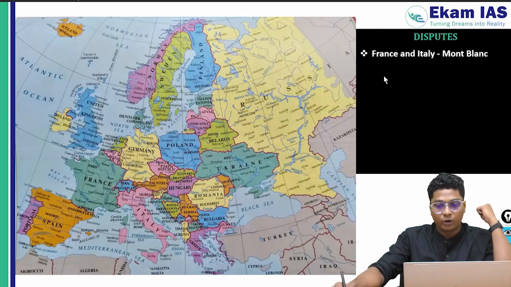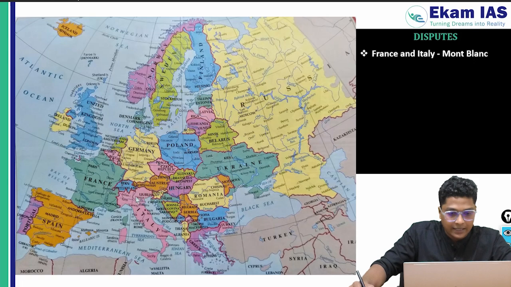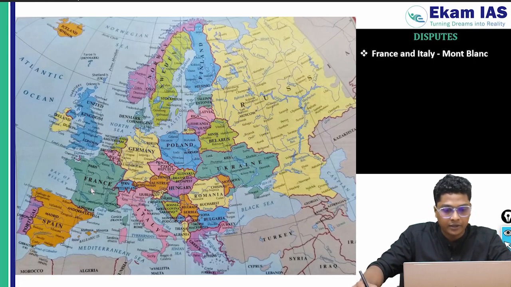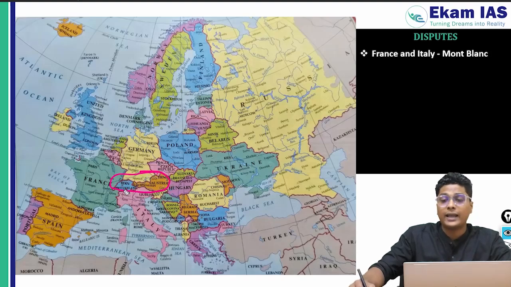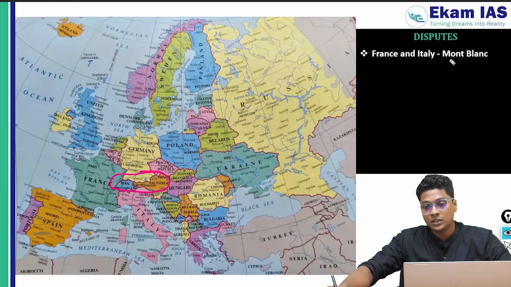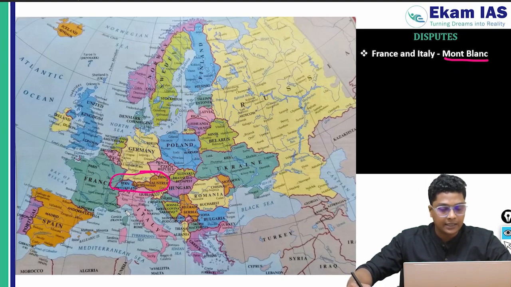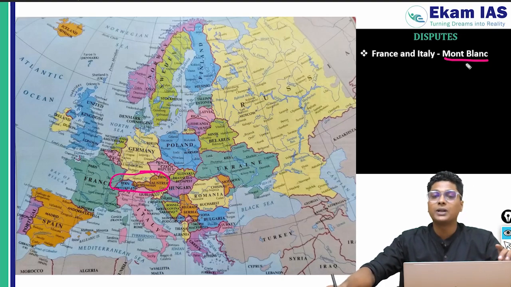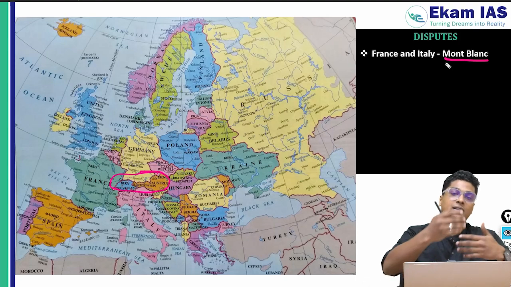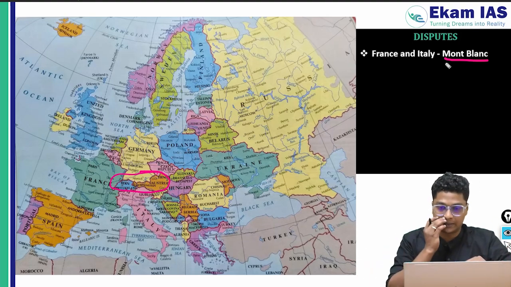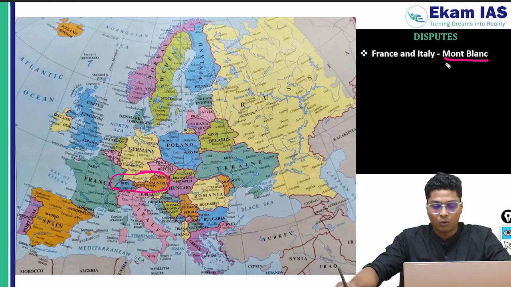Regarding the disputes going on here, the one is between France and Italy. Here we have Italy, France is located here, and here we have the Alps mountain, right? And in the Alps, the highest peak is Mont Blanc. The France and Italy border is settled, but on Mont Blanc, different sides have claims. The claim is not settled. Okay, so remember the case of Mont Blanc.